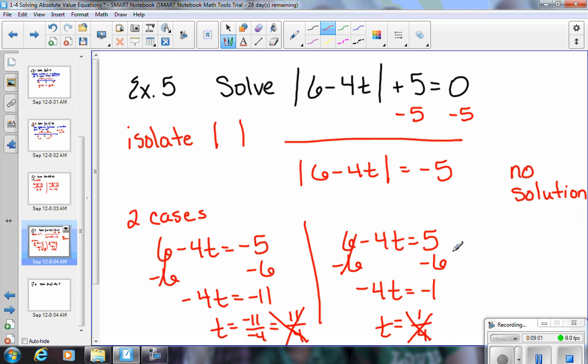However, if you didn't check your answers, you'd have 2 wrong answers, and you might go on and think you did the problem correctly. So you can avoid all of this work if you recognize this portion here. If you recognize that you can't have an absolute value end up being a negative, then you can stop there and say it's no solution.